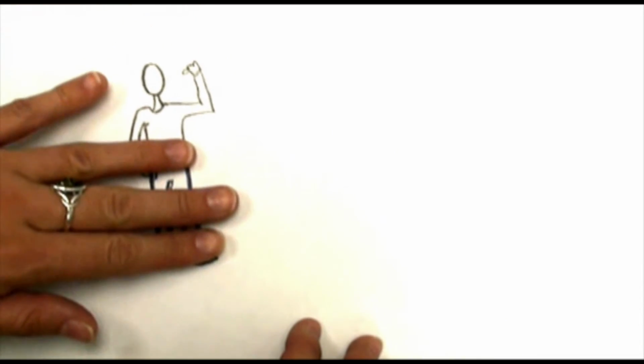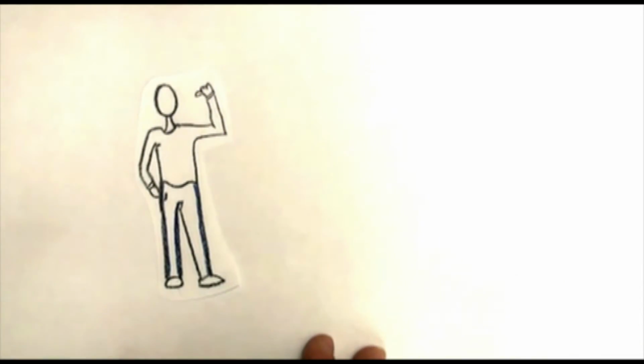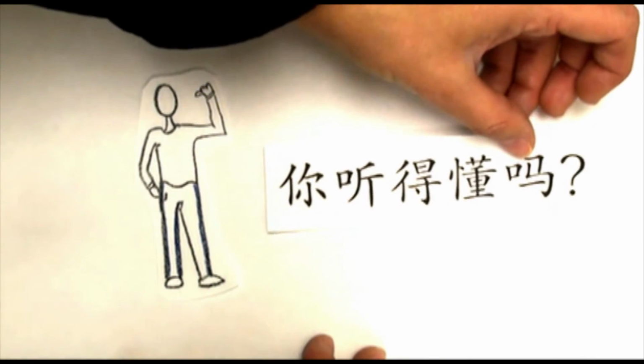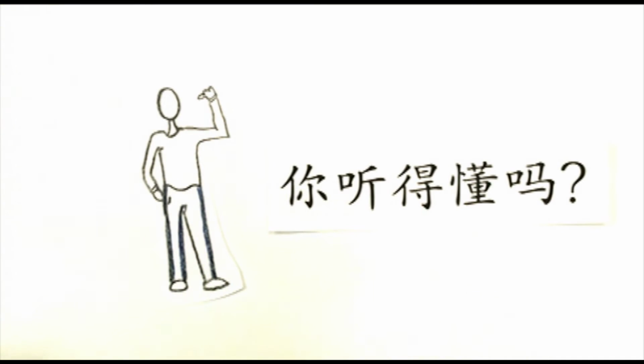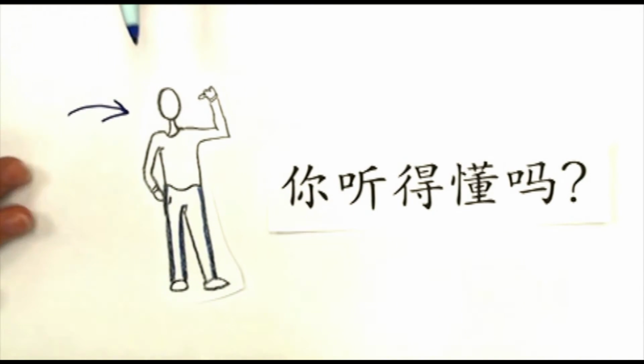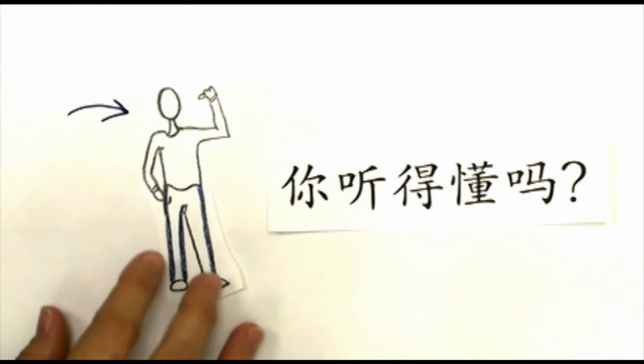For example, when you are learning Chinese, you may hear 你听得懂吗? Which means, do you understand? In this simple sentence, the de particle links your hearing, which is the verb, with the result of hearing, which is understanding.